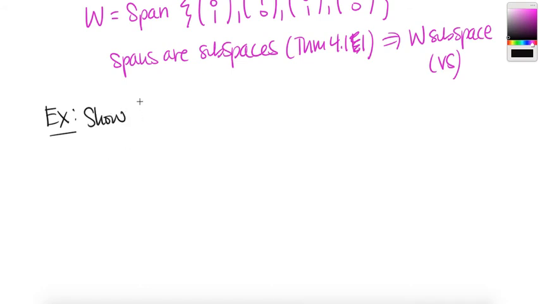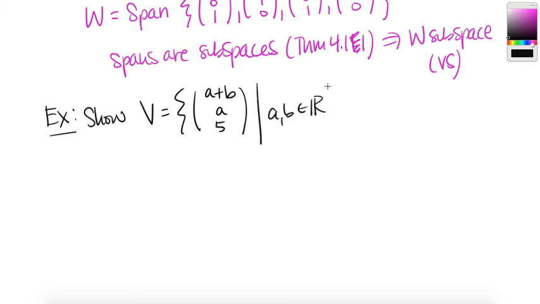Okay, and now we're going to show something like this. Let's say A plus B, A, and then 5, where A and B are real numbers. We're going to show that this is not a vector space. The main thing that's different, I mean, we only have 2 placeholders here, A and B, and that's fine, is this component down here, which is just a 5. That 5 is going to kind of screw things up for us.